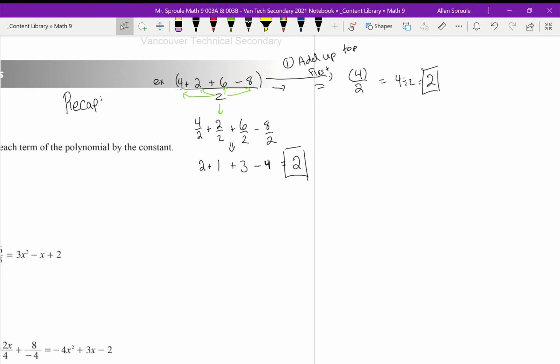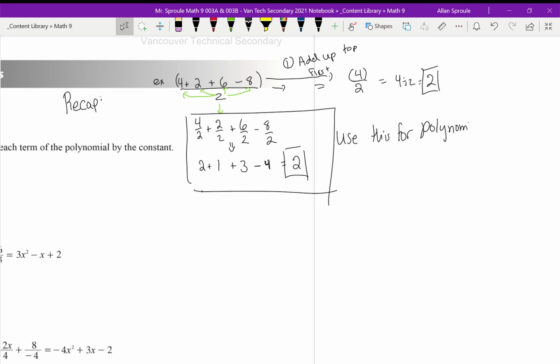Now, why is this important? We're going to be using this method for polynomials. The question I might expect is why, and the key bit is that now we have unlike terms. If I have 4x minus 2, I can't do anything with them, so I can treat each of them separately and simplify my equation that way.